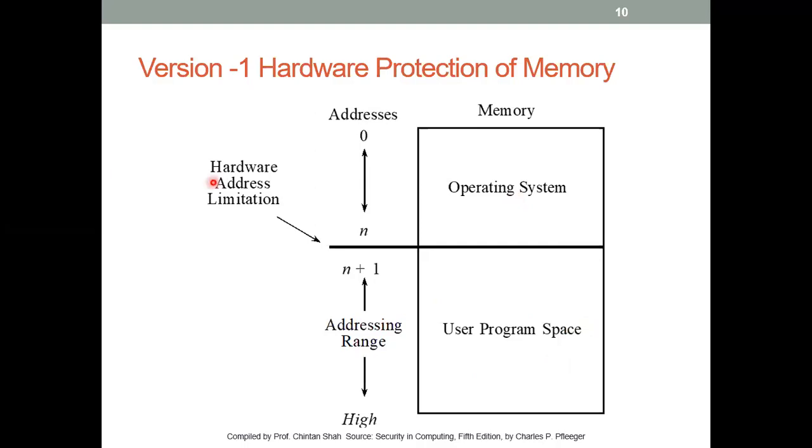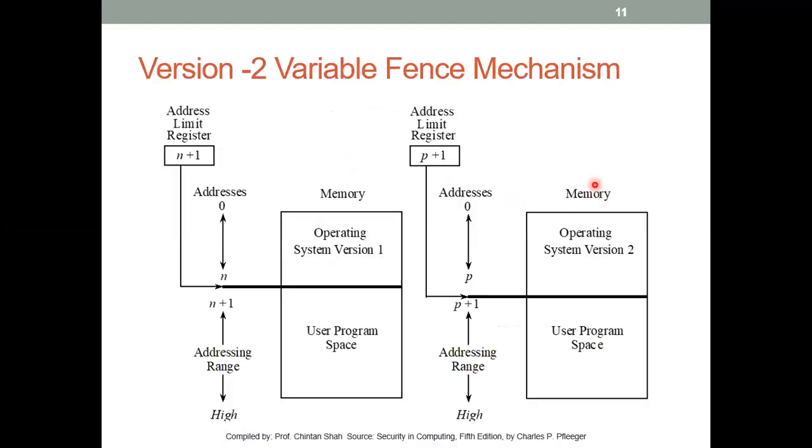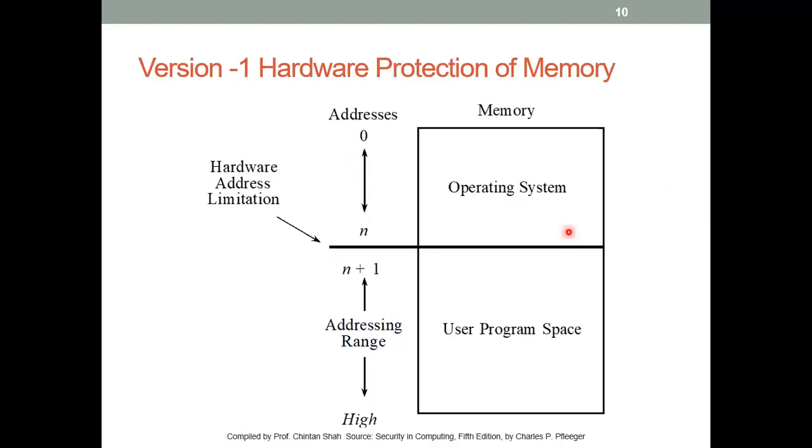You can see you have a hardware address limitation which is giving an address from 0 to n for the operating system, and anything above n, from n plus 1 to the high, belongs to the user address space. Very good concept, right? So here, if you can see, everything is very good.